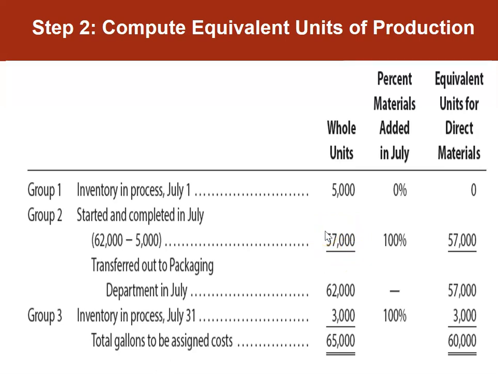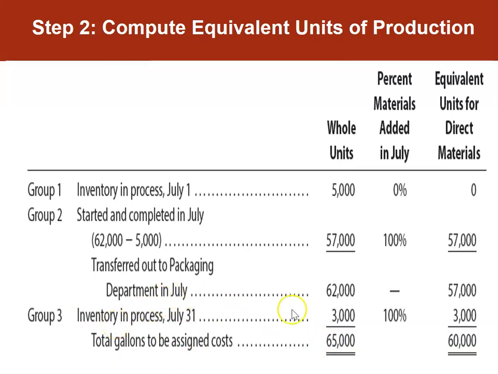Notice here, because we're only talking about those items that were started and completed in July, and because we are assuming that materials are added at the beginning of the process, 100% of these 57,000 have had the materials added to them. That's what we can glean from this. Okay, transferred out to the packaging department in July is 62,000. And as you can see here, they put a line under 57,000 indicating it's these 5,000 units in beginning work in process plus the 57,000 that were started and completed during the period. And then finally, group 3, these are, remember, we had 65,000 gallons to account for as to materials.